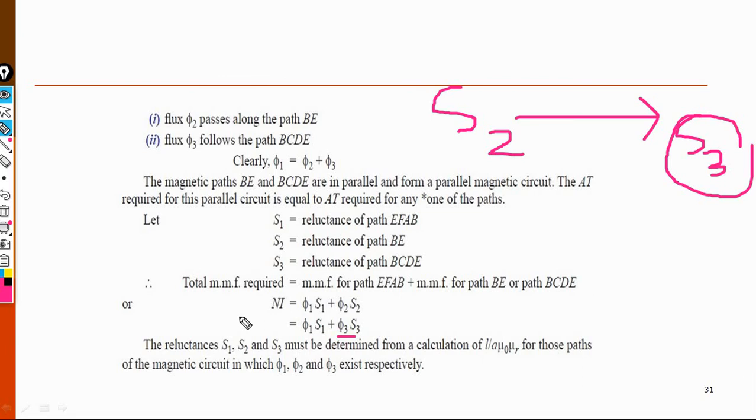That means magnetic circuits are classified into two types, series magnetic circuit and parallel magnetic circuit. Both expressions are very important in the INSEM exam.